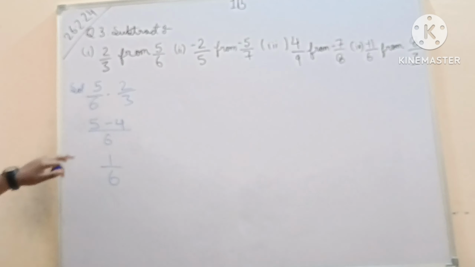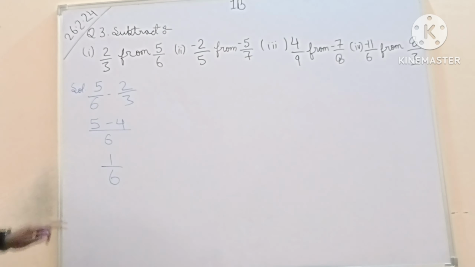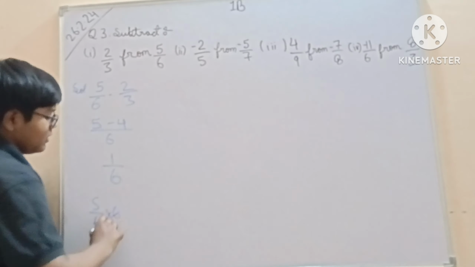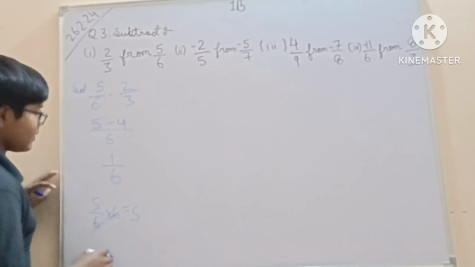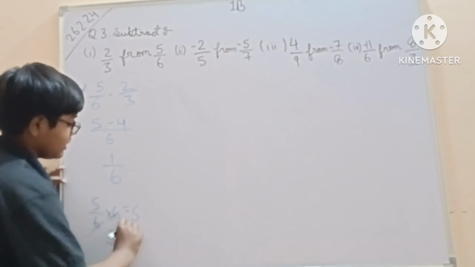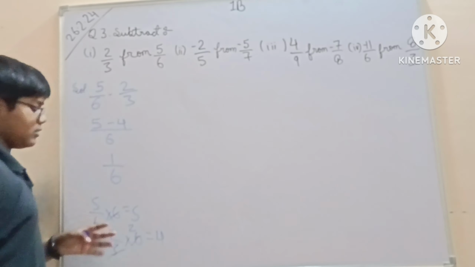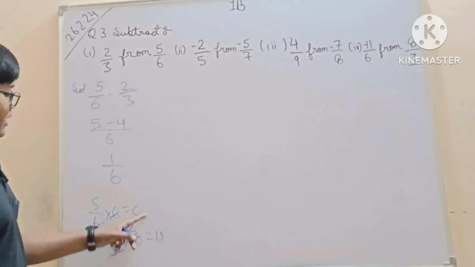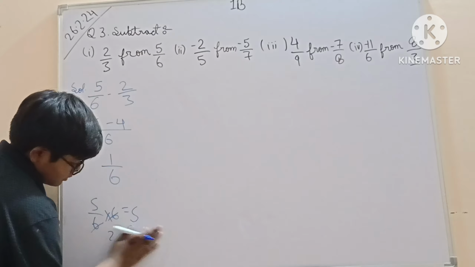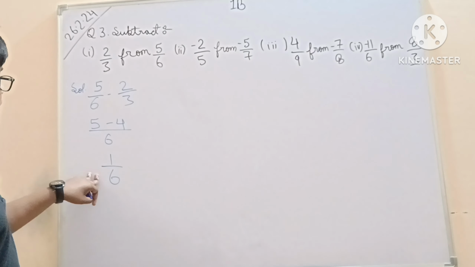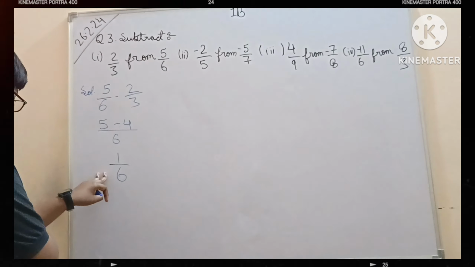Because the bigger number is 6 only, so we will take the LCM as 6 only of 6 and 3. And as 5 divided by 6 multiplied by 6 will become 5 only, so we are skipping that part. And 2 divided by 3 multiplied by 6, now this has the conversion of the number, so we have done this part only, not this part. Now we have subtracted the value and the answer is 1 divided by 6.